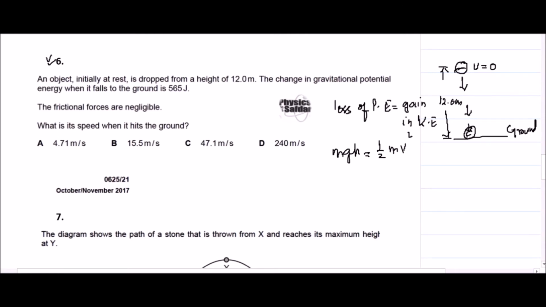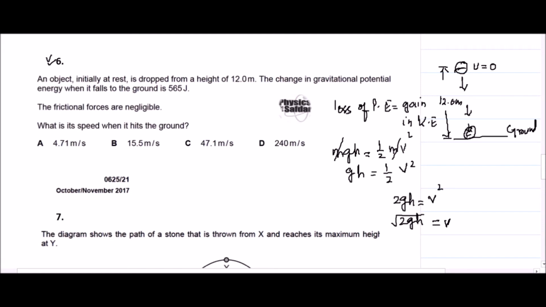Now you can make some simplification. You can cancel m with m, then gh is equal to half v squared. Looking at the question, what we need is the speed when the object hits the ground. So make v the subject: twice gh is equal to v squared, and finally the square root of 2gh is equal to v.